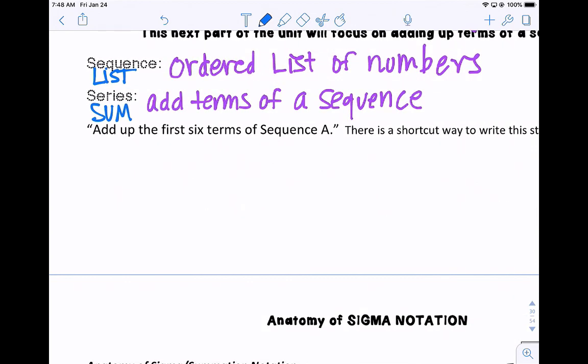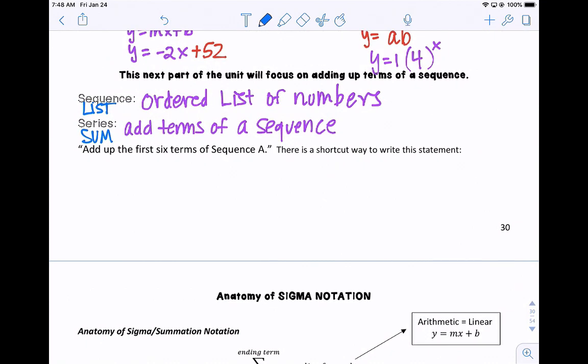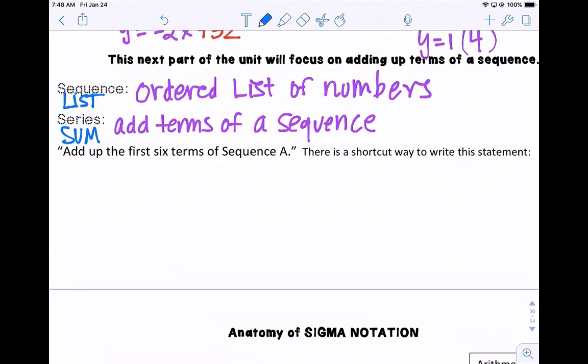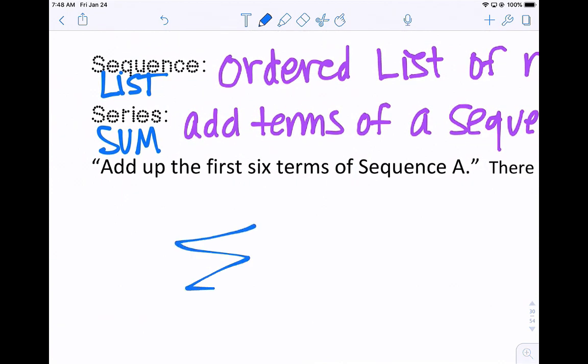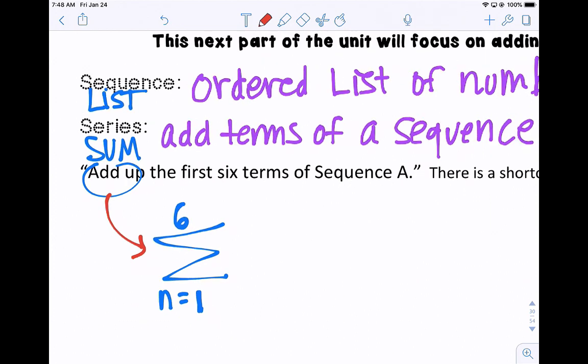So what if I said add up the first 6 terms of sequence A? There is a shortcut way to write this statement, and it's using sigma notation. So sigma is this funny looking E symbol, a Greek symbol, and it means add them up. To say the first 6 terms, we're going to say, all right, let's start with the first term, and let's go all the way up to adding the 6 terms. And then you have to tell me what sequence to use. So again, here, this means add up.